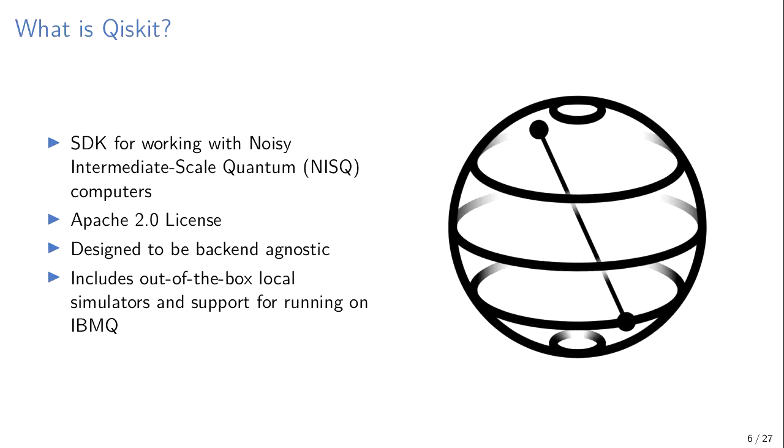Qiskit is specifically an SDK designed to work with noisy intermediate scale quantum computers, which is basically just a catch-all term that says for devices around today, moving into the future with a small number of qubits where there's still noise, there's no fault tolerance. Basically not the theoretical perfect quantum computer, but the real world devices that exist today and for the near future.